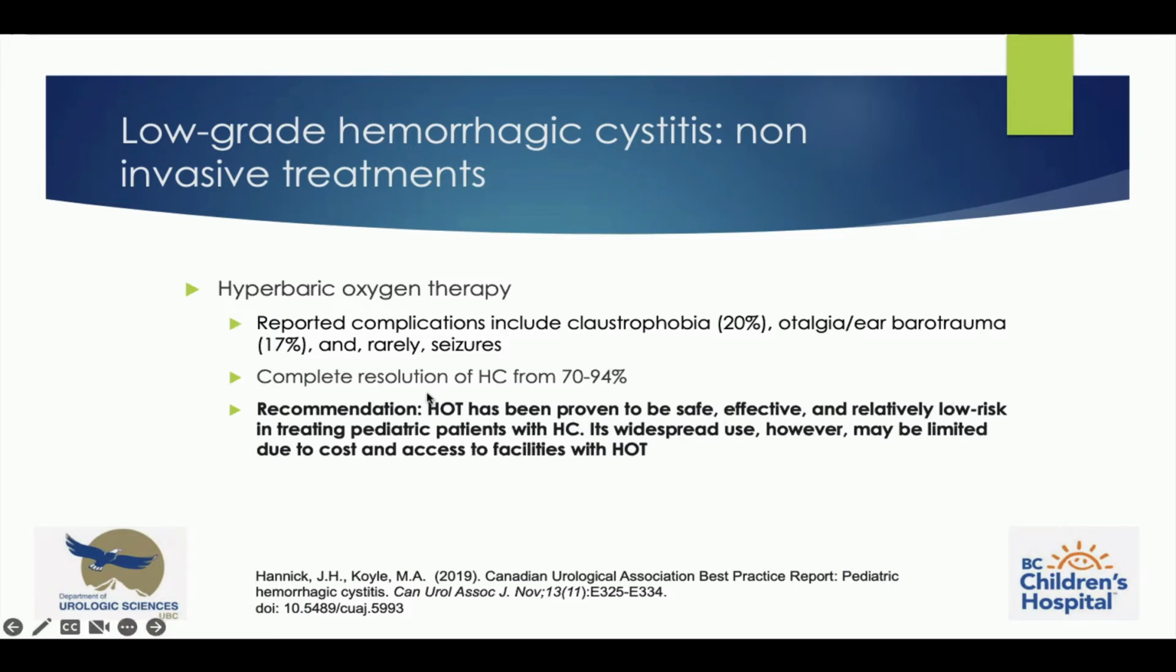So reported complications include claustrophobia in 20%, ear barotrauma in 17%, and rarely seizures. And complete resolution of hemorrhagic cystitis will be from 70 to 94%. So the recommendation is that hyperbaric chamber treatments have been proving to be safe, effective, and relatively low risk in treating pediatric patients with hemorrhagic cystitis. Its widespread use, however, may be limited due to cost and access.